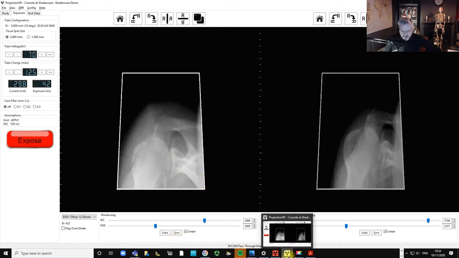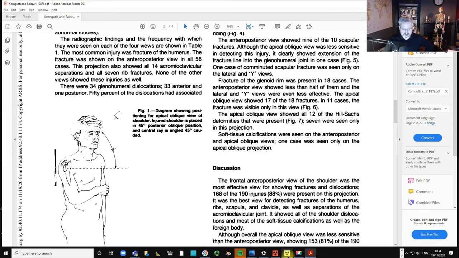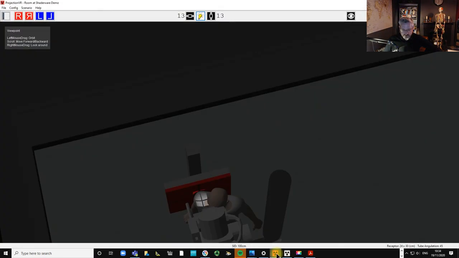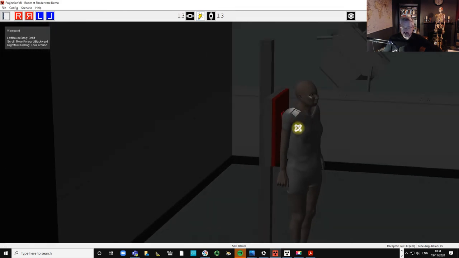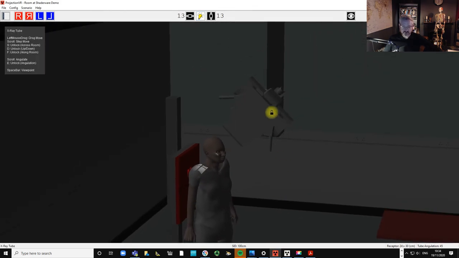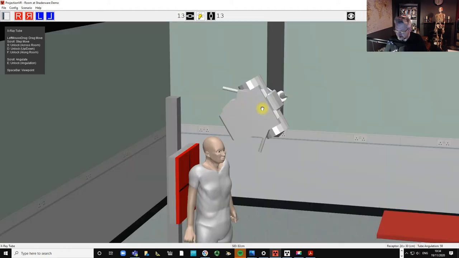And what about a 30 degree angle on the tube instead of 45? Let's try a 30 degree angle on the tube instead of 45. So this is going to say something like 60 degrees from 90. Okay.